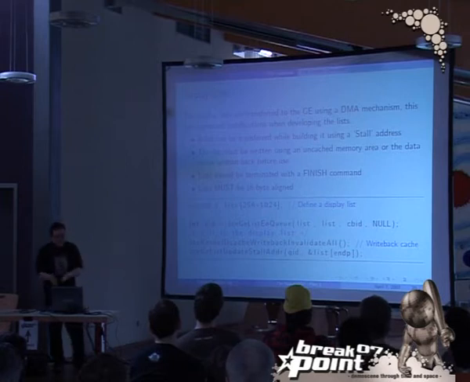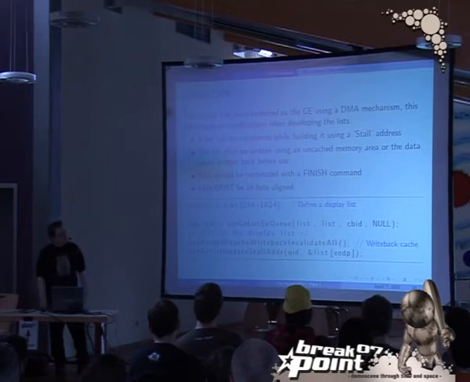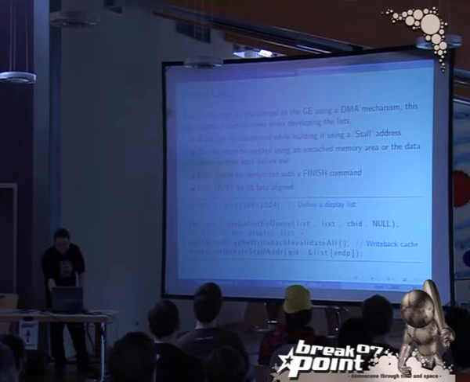But as an example of the sort of code you've got to do, you have to enqueue your list. You have to know what all the commands are, which are documented somewhere, but not particularly well. Write back your cache, and then you can tell it to go off and do your work for you. And hopefully, if you've done it right, it will actually display something.